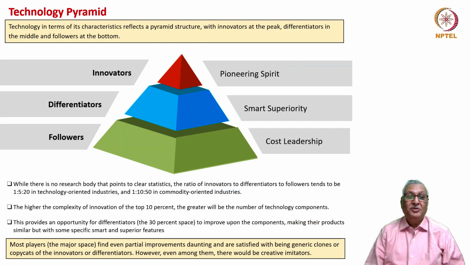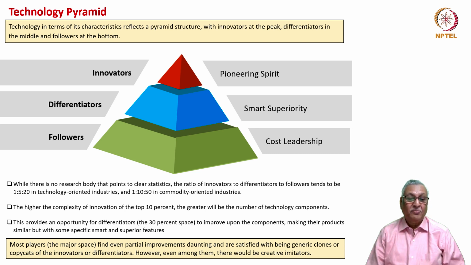This is a graphic presentation of the technology pyramid. Innovators are characterized by pioneering spirit, a commitment to fundamental R&D. Differentiators have smart superiority. They follow the path but do it at times better than the innovators. Followers enjoy generally cost leadership. They seek and enjoy cost leadership.